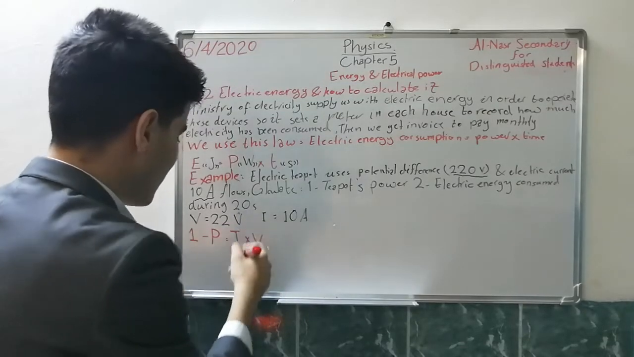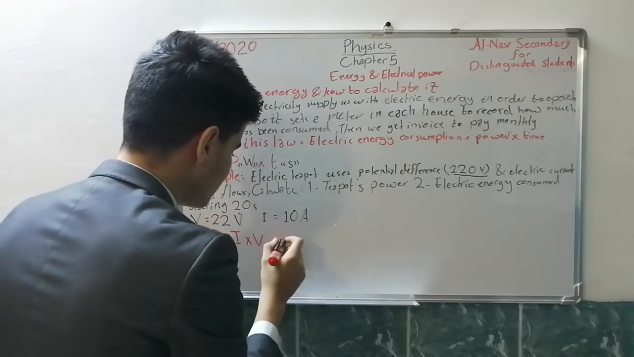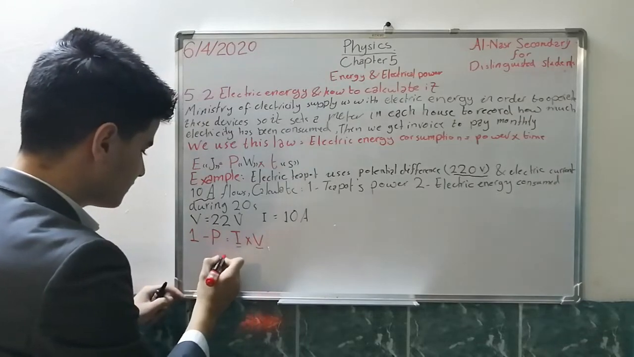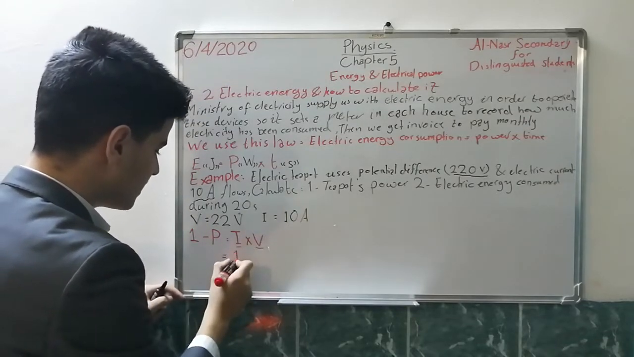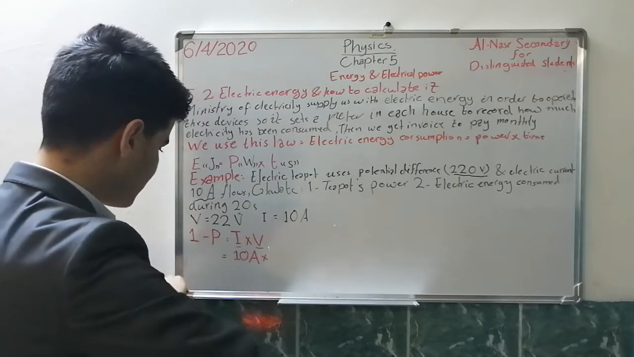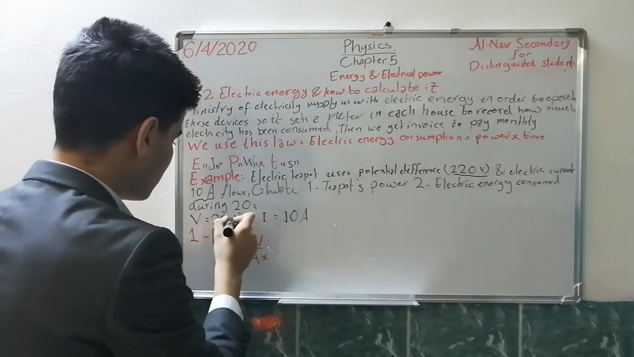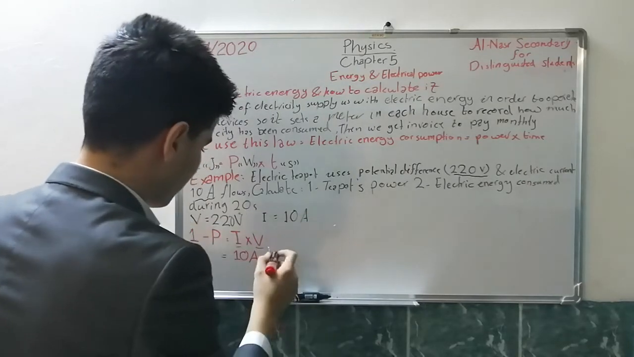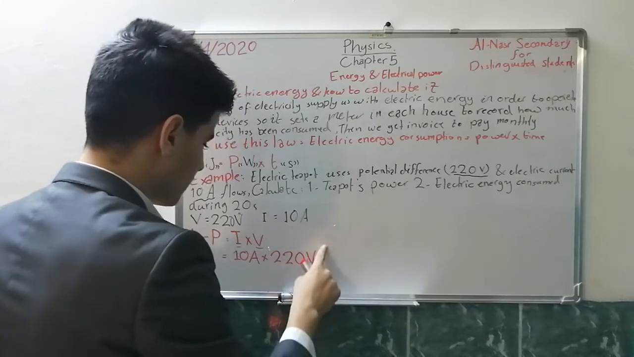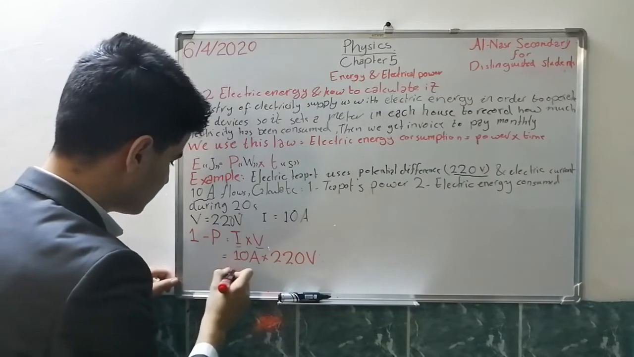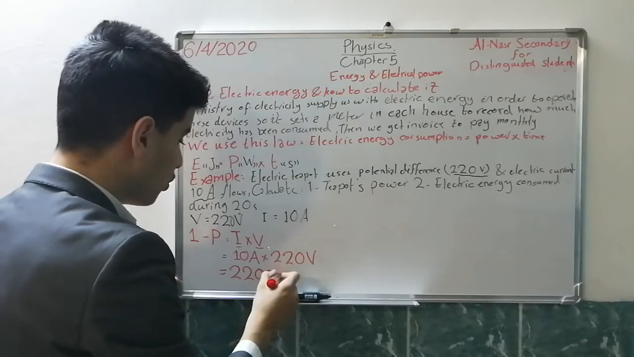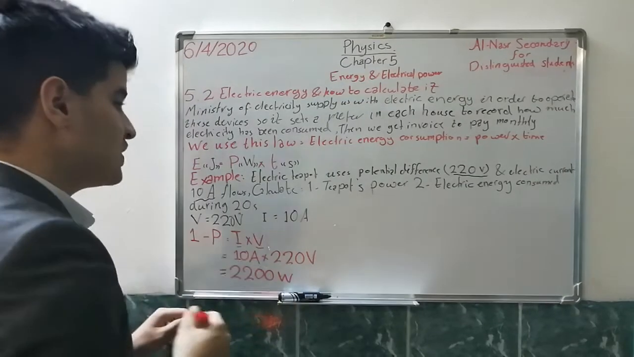Where is the I? This is the I, which means the current, and this is voltage. The current is 10 ampere, the volt is 220 volt. So we get 2200 watt. Why watt? Because he wants power.